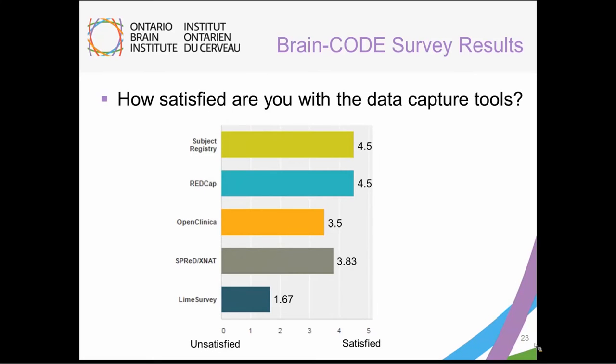We then ask users how satisfied are they with the data capture tools on BrainCode. Like before, the rating scale was from 0 to 5, 0 being unsatisfied, 5 being satisfied. And overall, the results were pretty good.